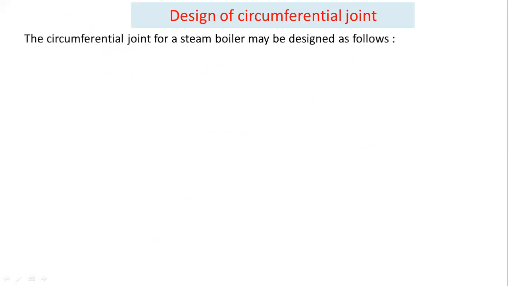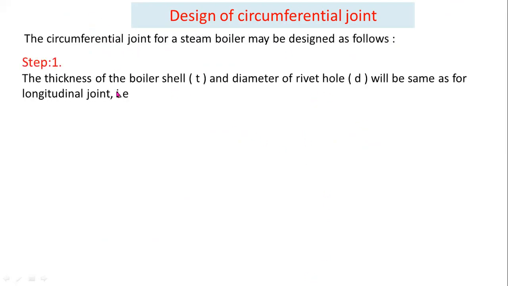Now I am going to design a circumferential lap joint. In the first step, we already determined the value of thickness and the diameter of the rivet, so you have to use the same values. Thickness T equal to 28 mm and diameter d equal to 34.5 mm.